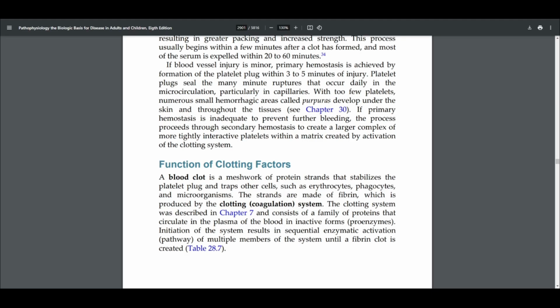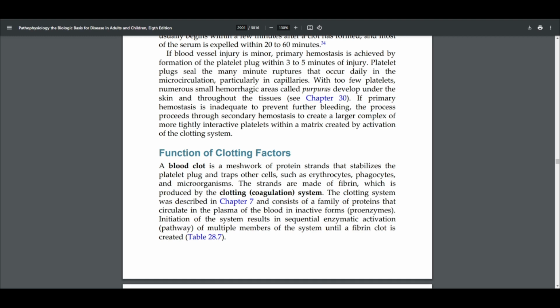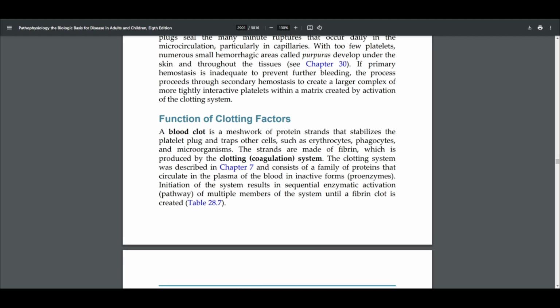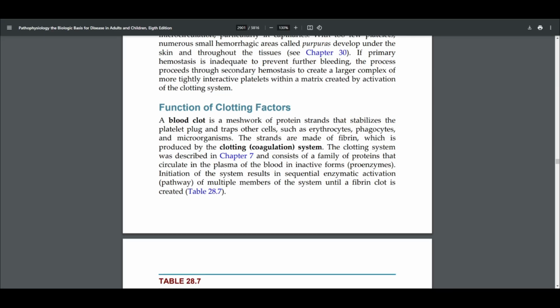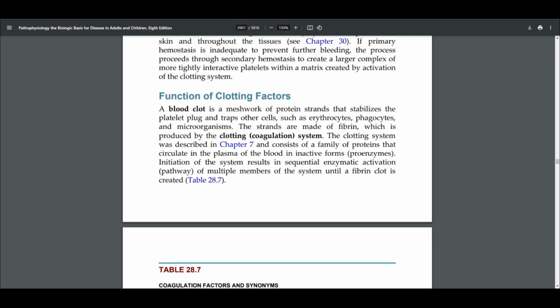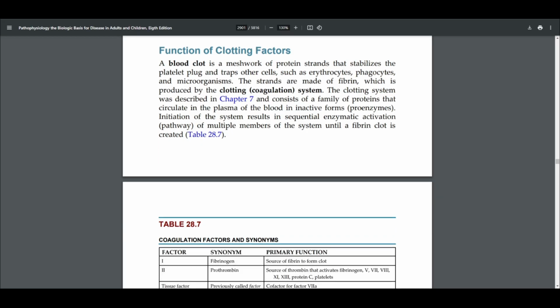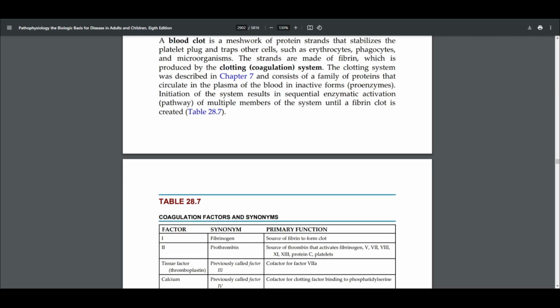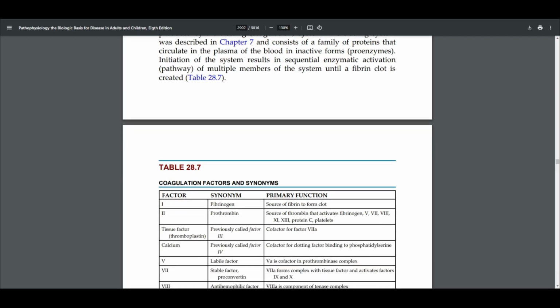Function of the clotting factors. A blood clot is a meshwork of protein strands that stabilizes the platelet plug and traps other cells, such as erythrocytes, phagocytes, and microorganisms. The strands are made of fibrin, which is produced by the clotting system. The clotting system was described in Chapter 7 and consists of a family of proteins that circulate in the plasma of the blood in inactive forms. Initiation of the system results in sequential enzymatic activation of multiple members of the system until a fibrin clot is created.